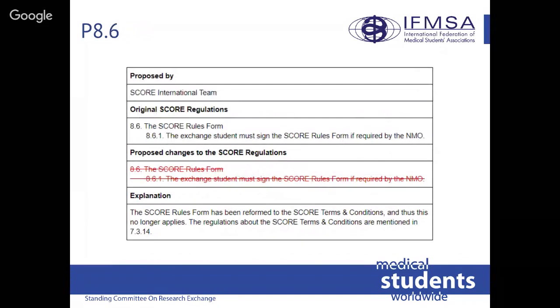Then we have Regulation 8.6 that talks about the SCORI rules form. The SCORI rules form has been reformed and has been renamed to the SCORI terms and conditions. And so this regulation no longer applies. The regulation about the SCORI terms and conditions is mentioned in 7.3.14.